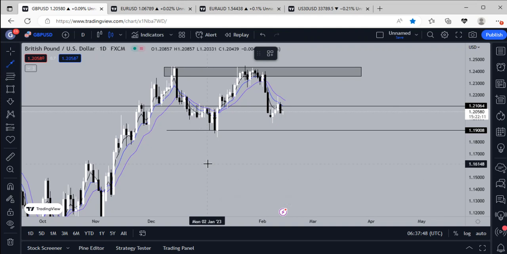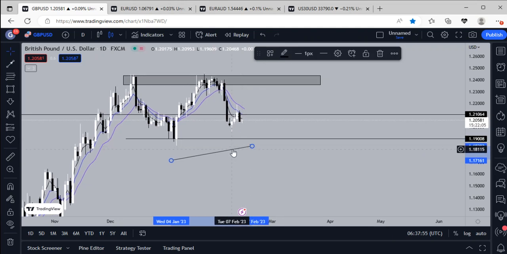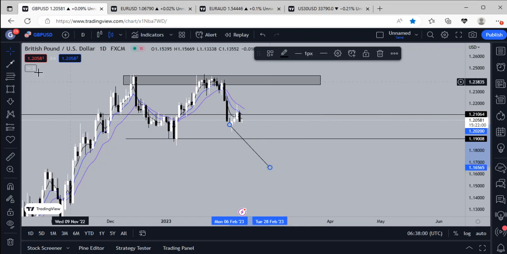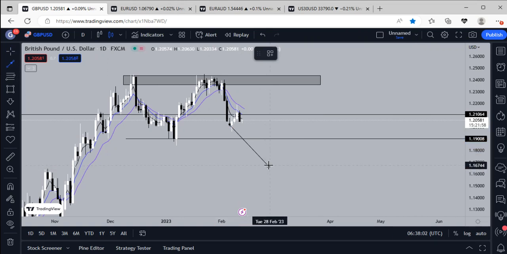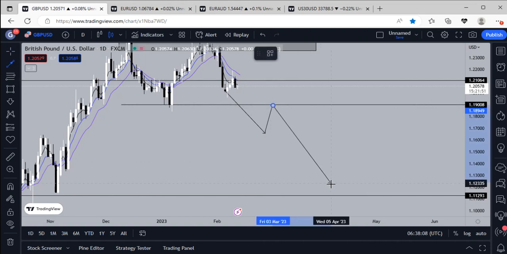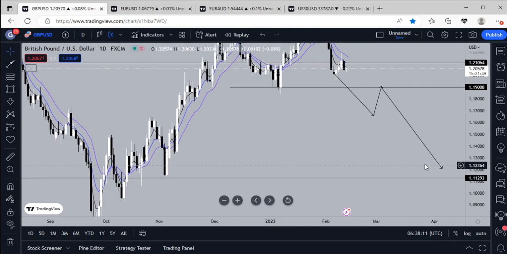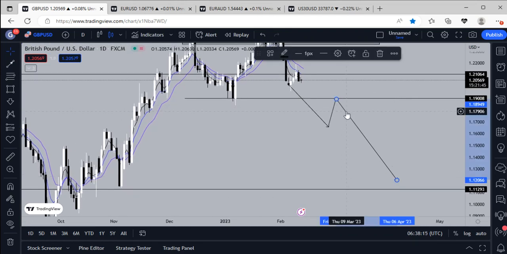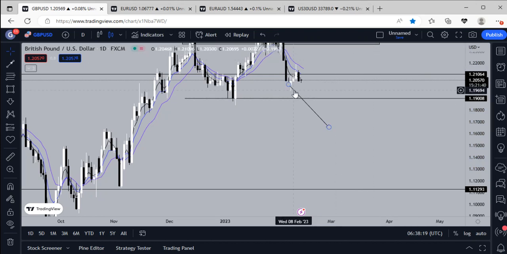Now we can expect price to break this lower high, retest, and go back down to the downside to respect the order block on the monthly time frame. So those are scenarios that we can have.